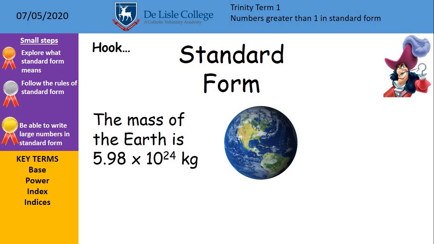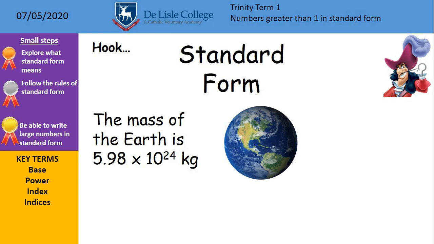For this lesson, when we say numbers greater than 1, that's the bit we're changing. So we've now got 5.98 times 10 to the power of 24. The powers and the 10 stay exactly as they are, but we've now got a different number rather than 1 in front of it. So I'm telling you, as a starting point, you may have seen this in science already, the mass of the Earth is 5.98 times 10 to the 24 kilograms.